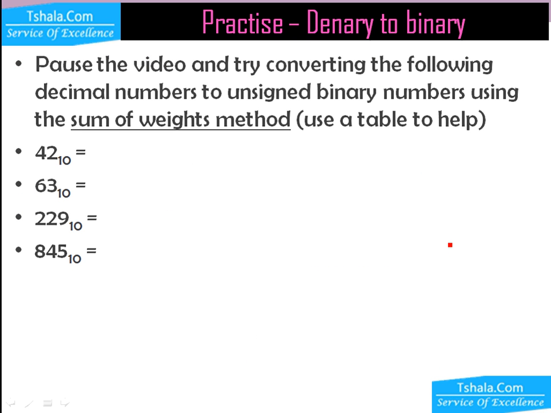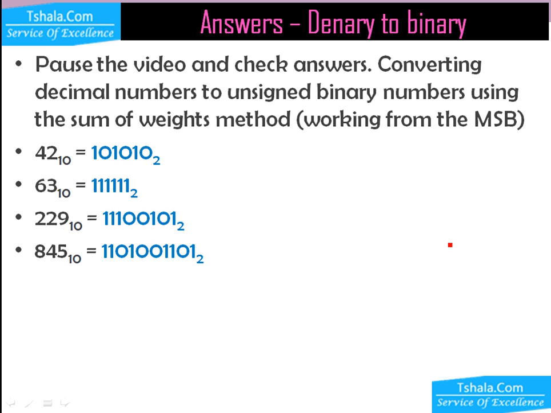Pause the video and try converting some of the following decimal numbers to unsigned binary numbers. In this case, we need to use the sum of weights method. Take time to pause the video again to double check your answers. Are these correct? Or do you have something different? Any issue, please do contact me. I'll be happy to answer your request.